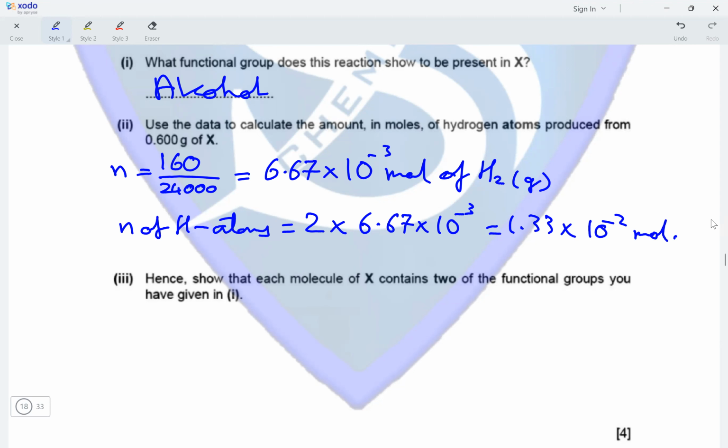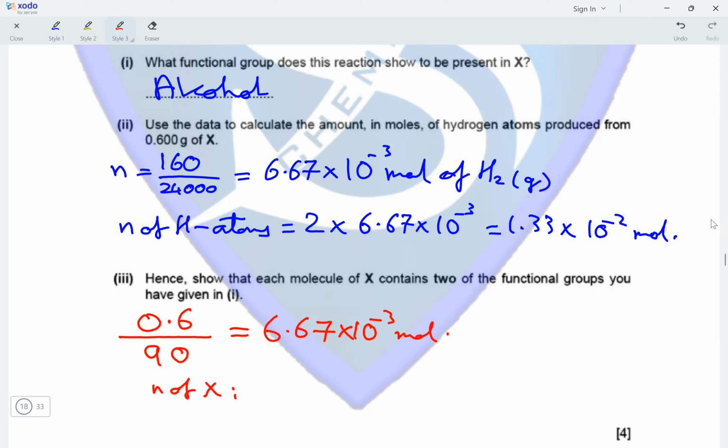Hence, show that each molecule of X contains two of the functional groups we have given in one. So the moles of X that we have would be calculated by dividing 0.6 grams of X with its MR, which is 90. This gives us a mole value of 6.67 into 10 to the power of minus 3 moles. These are the moles of X that are present in the given sample.